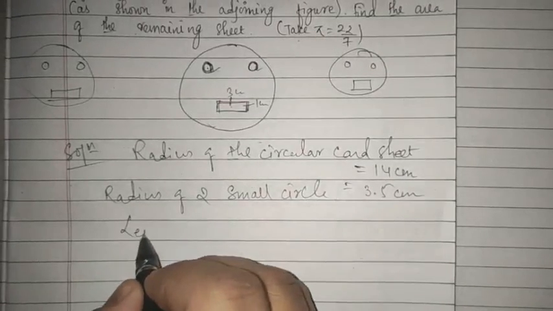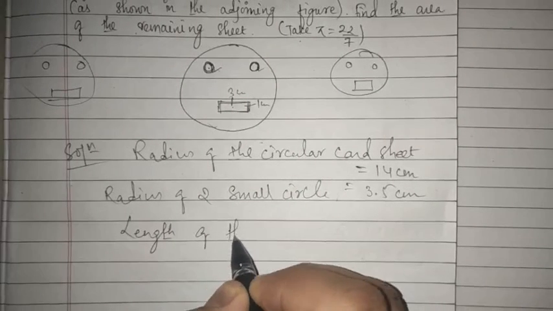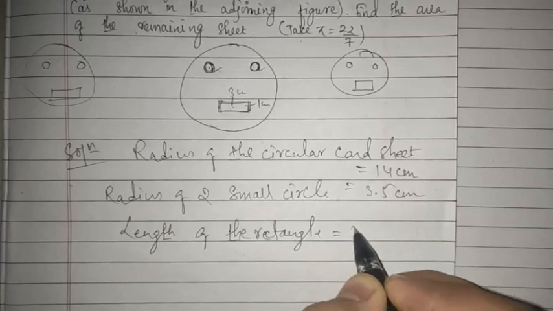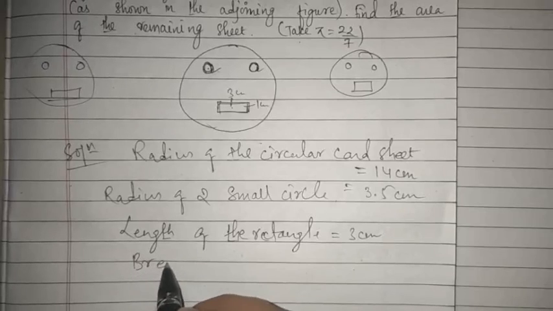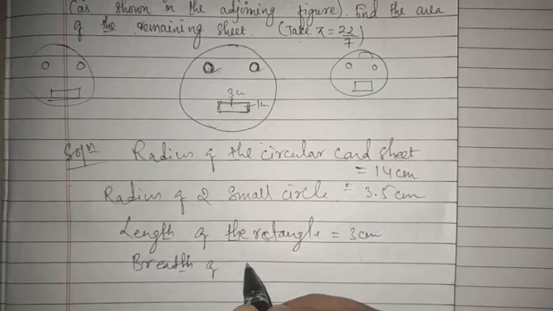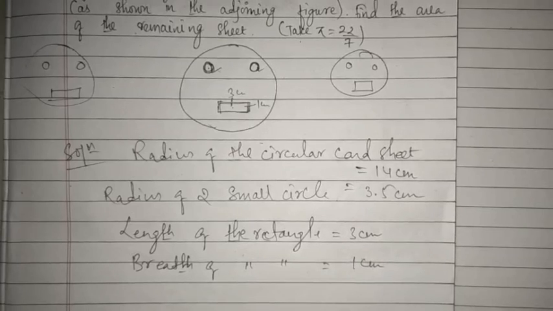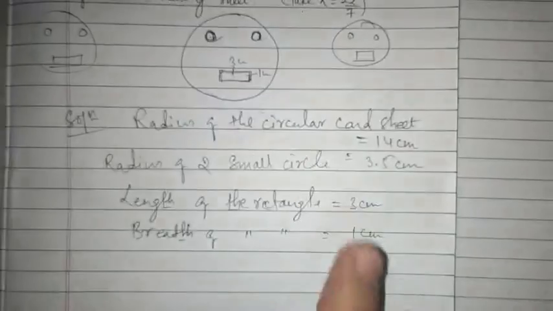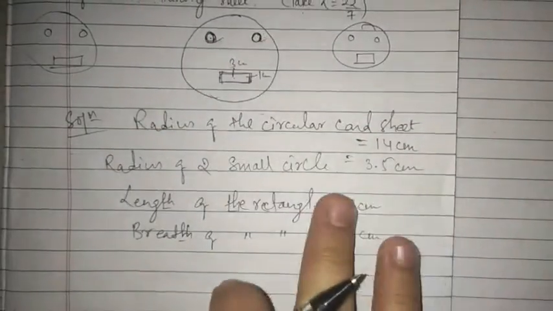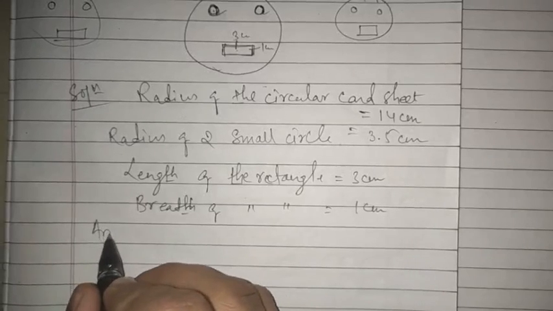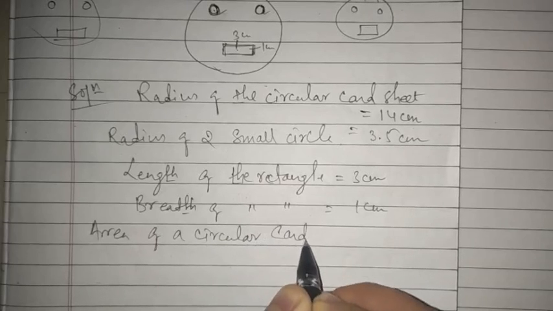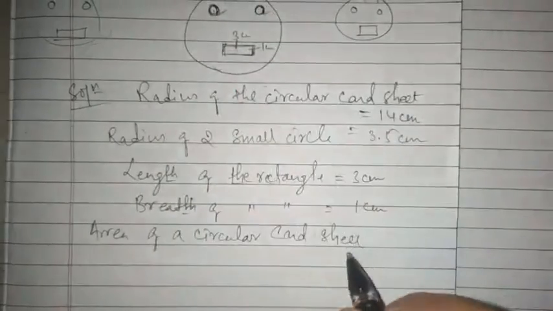Now next is a rectangle, which has a length of 3 centimeter, and the breadth of the rectangle is 1 centimeter. Now what you'll do, first of all you'll find the total area of one circle without removing this. Then we will remove one by one. So you may write area of a circular card sheet. That is, we are finding the bigger circle one, where nothing is removed.